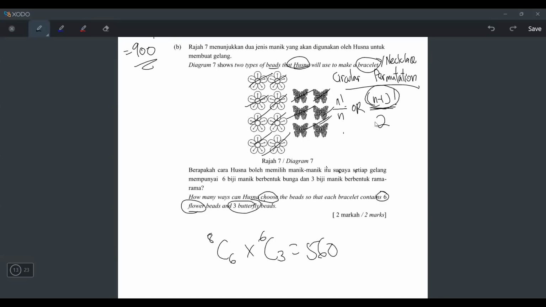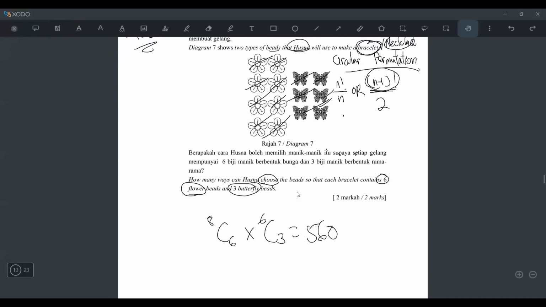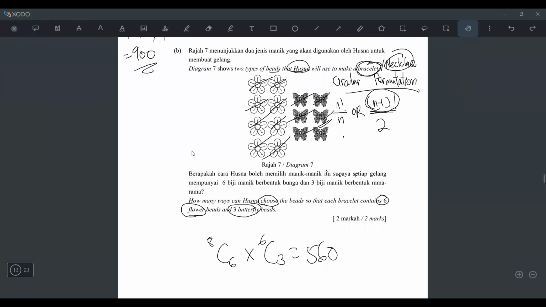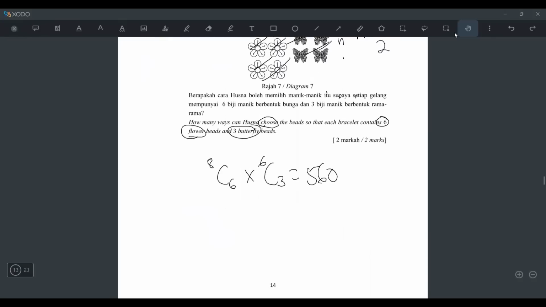Okay, it's okay if you don't understand what I mentioned just now. You just remember when you see the word bracelet or necklace, you have to divide by 2. The reason is because the clockwise arrangement and the anti-clockwise arrangement will look the same for bracelet and necklace. That's why you have to divide by 2. But for this question, it is not important, because they are not arranging. They are using combination, so we will not worry about this formula. But I still want to mention it because it's in the syllabus and it's important.